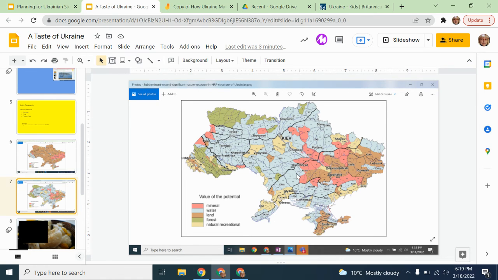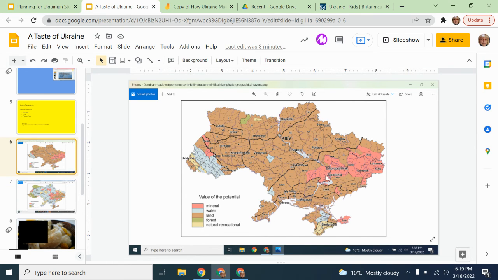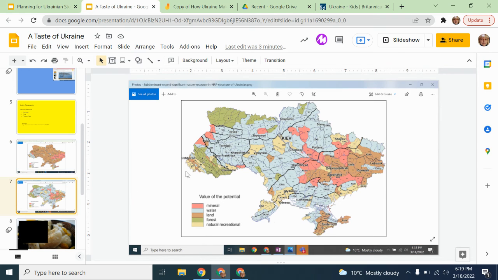Then there's some more pink areas, a little bit more compared to the first map. This is where they're making most of the money in these areas from natural resources. And over here, they have some more resources here. Also interesting is that there are more natural recreation centers. So these would be areas where people go to hike and just enjoy nature.